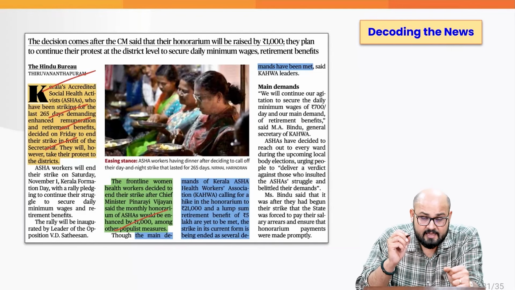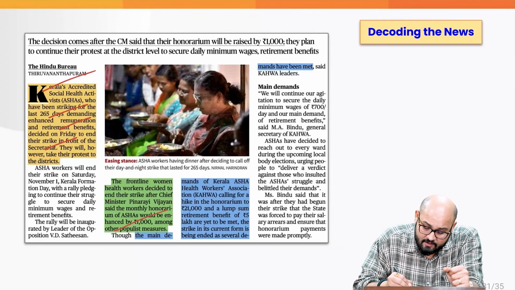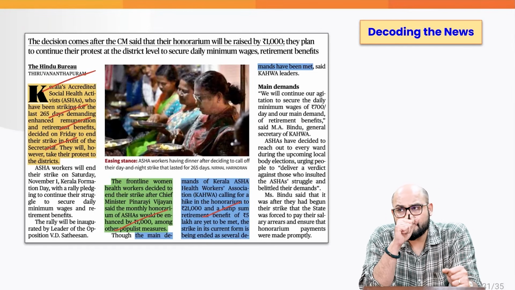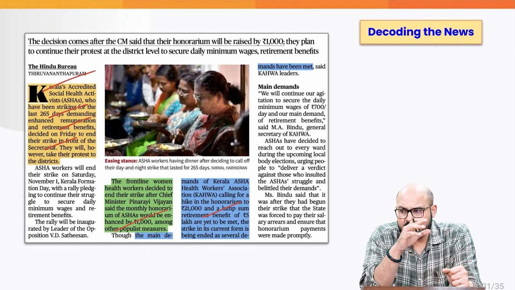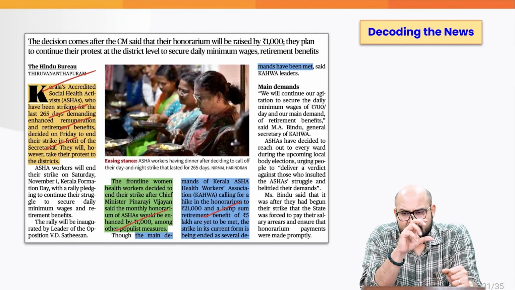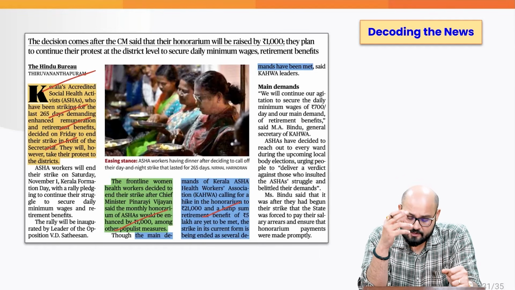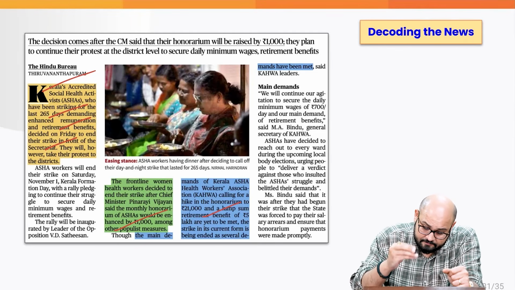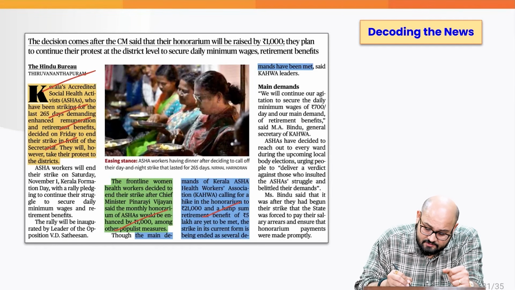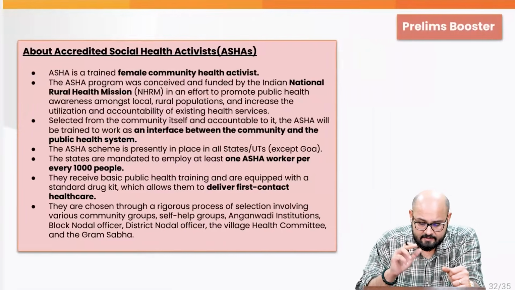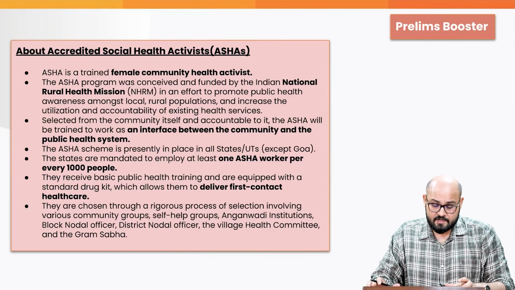The main demand of the Kerala ASHA workers' association was a hike in the honorarium to 21,000 and a lump sum retirement benefit of 5 lakh, because they don't even get that particular benefit, right? No retirement benefit, nothing. And these are women primarily from the vulnerable sections. So again, it increases the burden. The strike in its current form is being ended as several demands have been met, said the association. Let's talk about the ASHA workers.